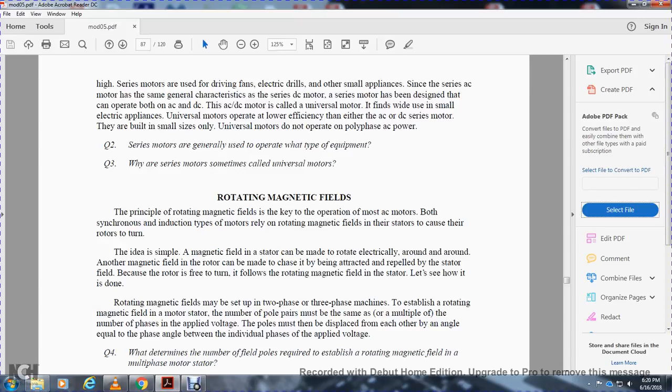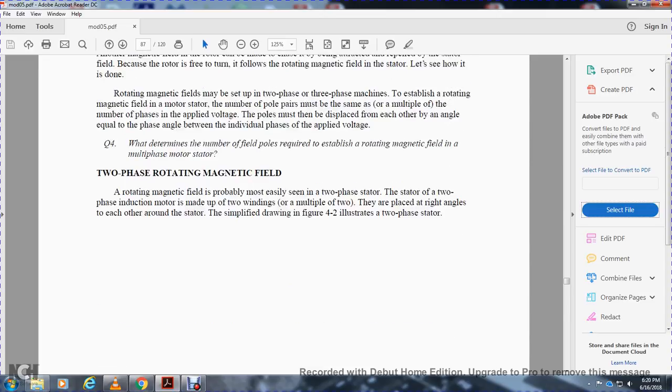The rotating magnetic field is made up in two-phase and three-phase machines. To establish a rotating field in the motor steel, the number of pole pairs must be the same as a multiple of the number of phases applied with the voltage. The poles must then be displaced from each other by an angle equal to the phase angle between the individual phases of the applied voltage.